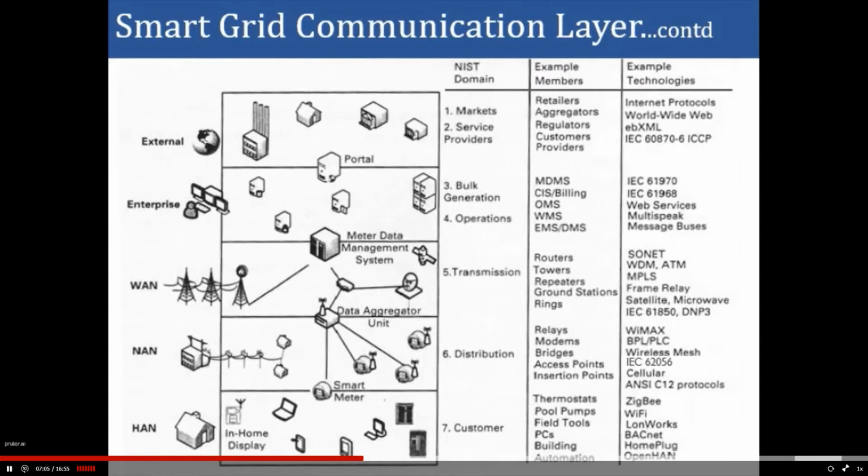So at the house area level, where the customer domain of the NIST model is touched, the possible technologies are ZigBee, Wi-Fi, LonWorks, BACnet, HomePlug, or OpenHAN. These are the possible technologies which are available in the communication domain. We need not worry about those technologies at this point of time. A couple of technologies which are required we will discuss when we go through the various communication technologies.